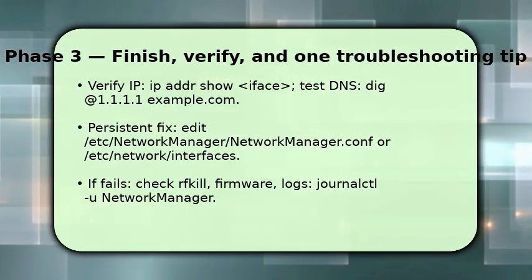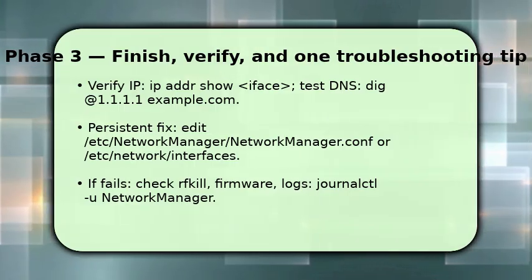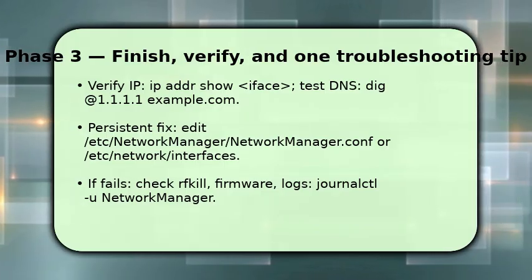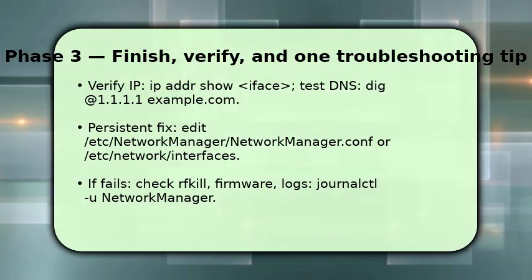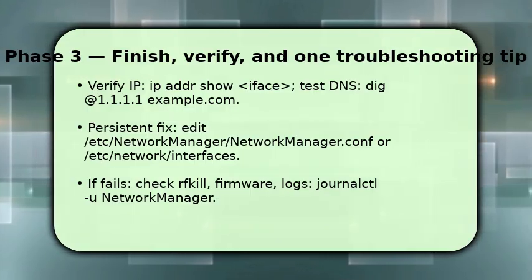If things still fail, check rfkill again, missing firmware messages in dmesg, and review journalctl NetworkManager for errors. One key troubleshooting tip: look for a blocked Wi-Fi or missing firmware, because resolving that often completes the repair.